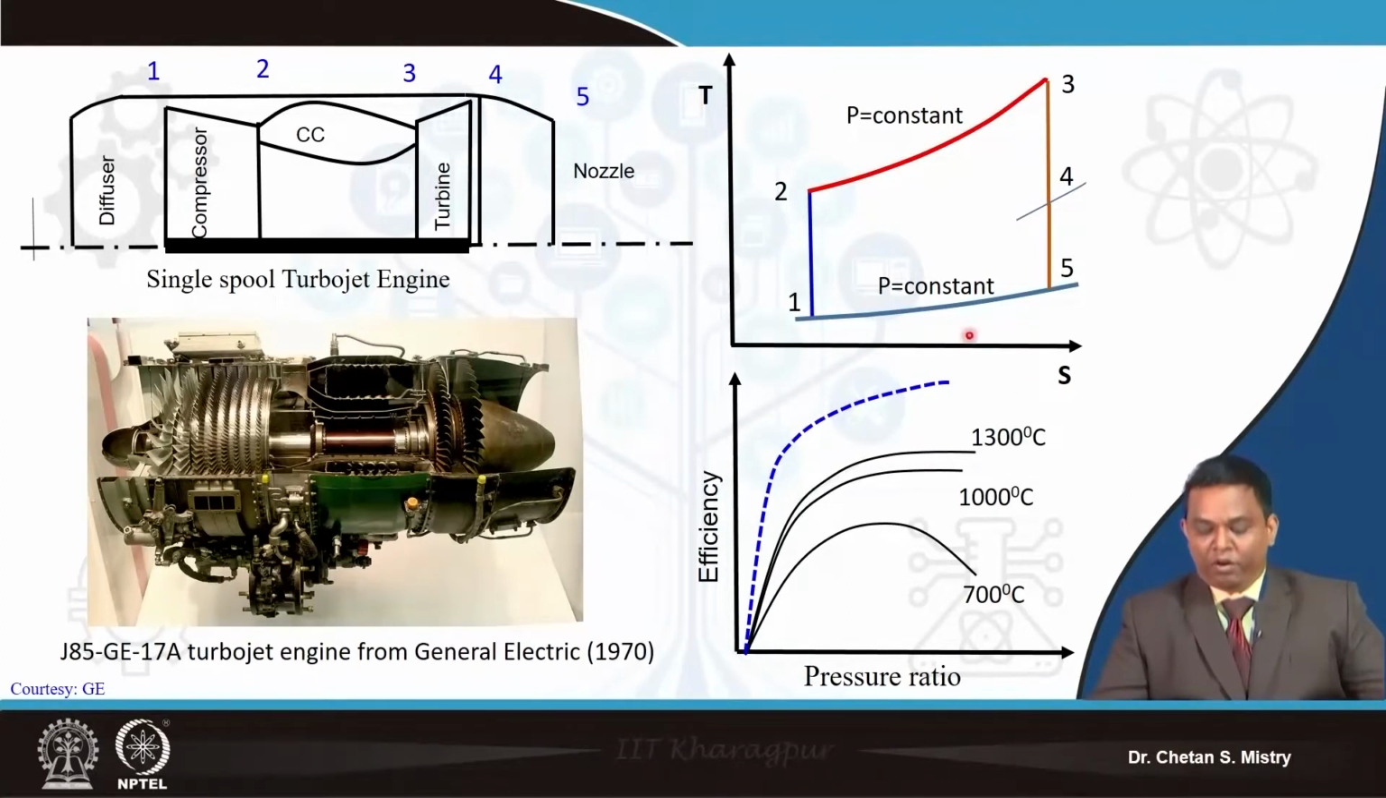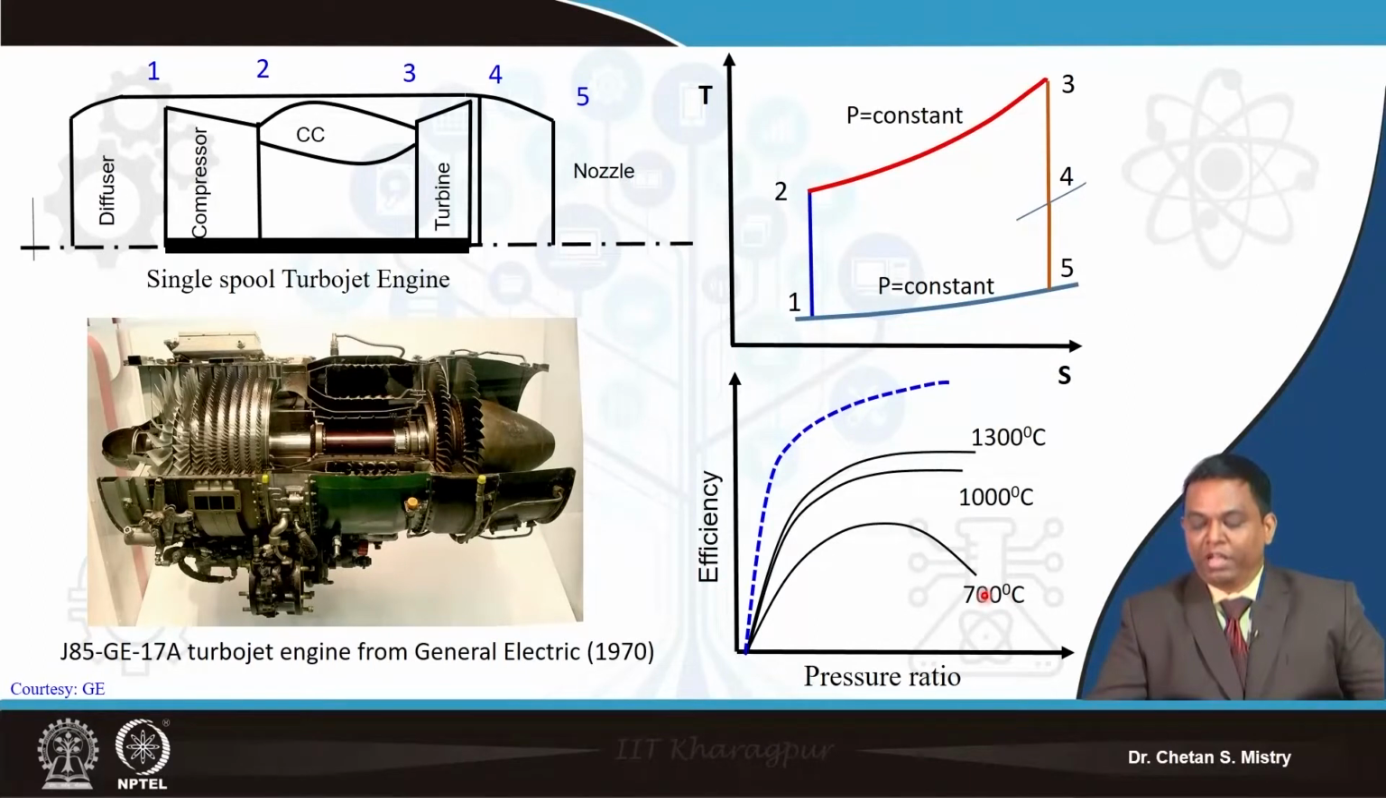On the downside is the pressure ratio versus efficiency curve. As I said, being engineers we are always interested in efficiency. We are always looking for things to be highly efficient, so we are moving in that direction only.